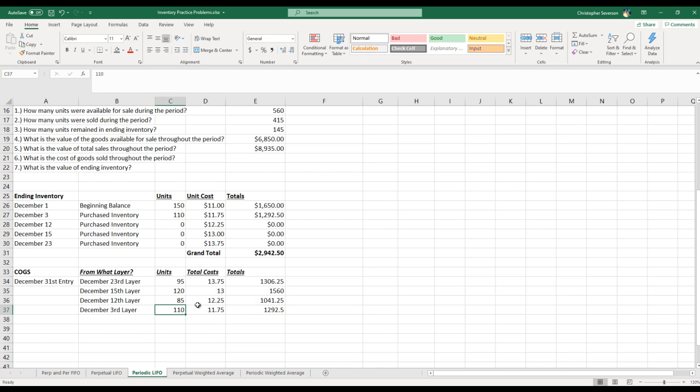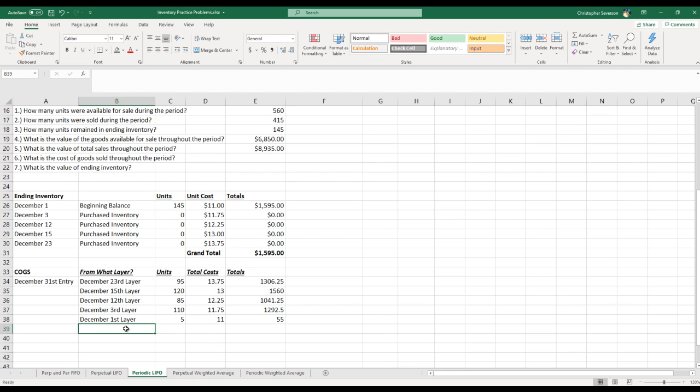And now we need to update that first of all. We just need 5 more units, so we have to go to that last layer, the December 1st layer. And it's $11 per unit. Unfortunately, that one was already multiplying. We need to update that as well to take our 5 away.